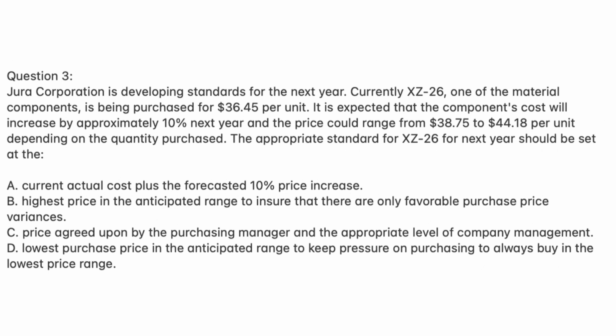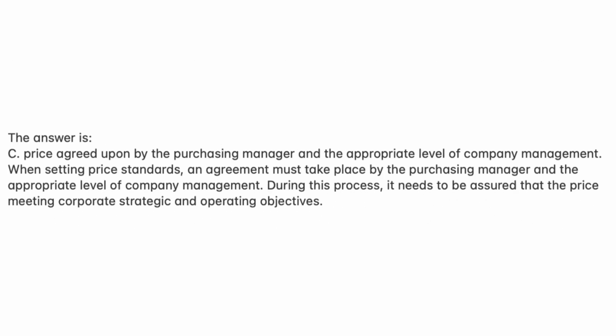The appropriate standard for XC26 for next year should be set at the A. Current actual cost plus the forecasted 10% price increase. B. Highest price in the anticipated range to ensure that there are only favorable purchase price variances. C. Price agreed upon by the purchasing manager and the appropriate level of company management. D. Lowest purchase price in the anticipated range to keep pressure on purchasing to always buy in the lowest price range. The answer is C.